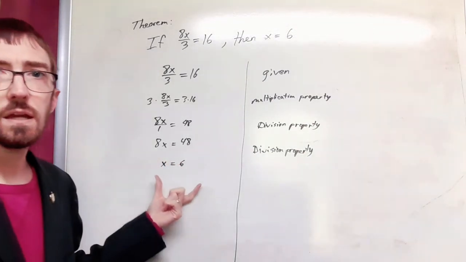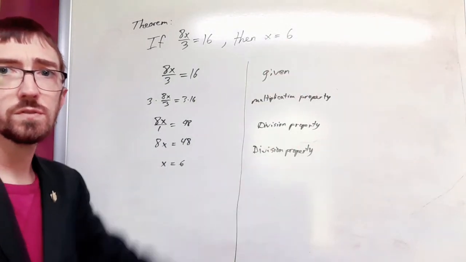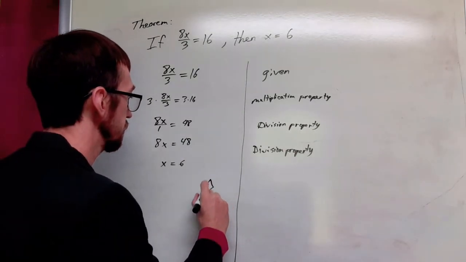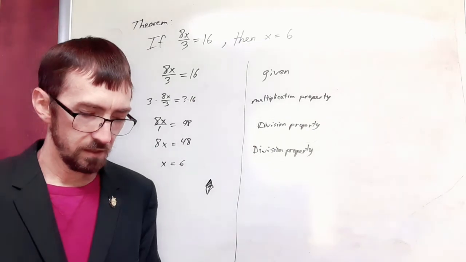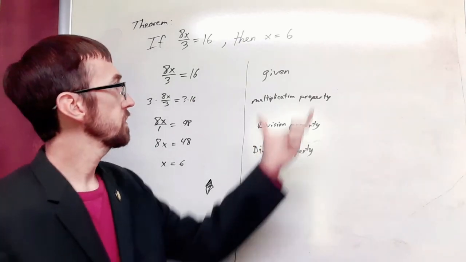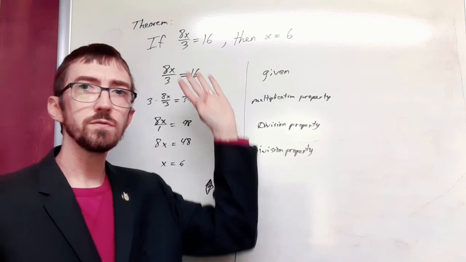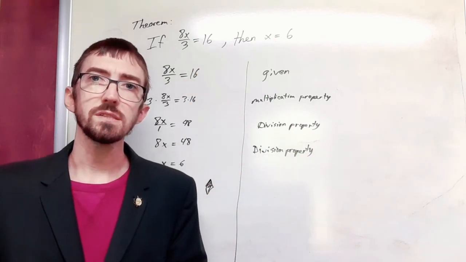And so I have x equals 6 here. That is what I was trying to prove. So I am done with my proof at this point, and you can put your favorite proof mark in there. Now we've used real number properties in a two-column proof to prove an algebraic theorem, bringing these two classes together.